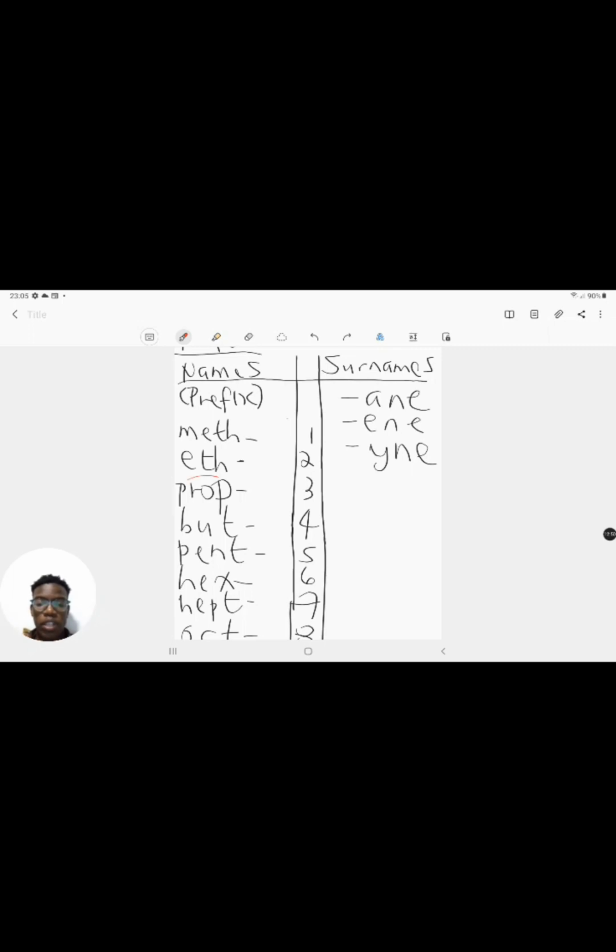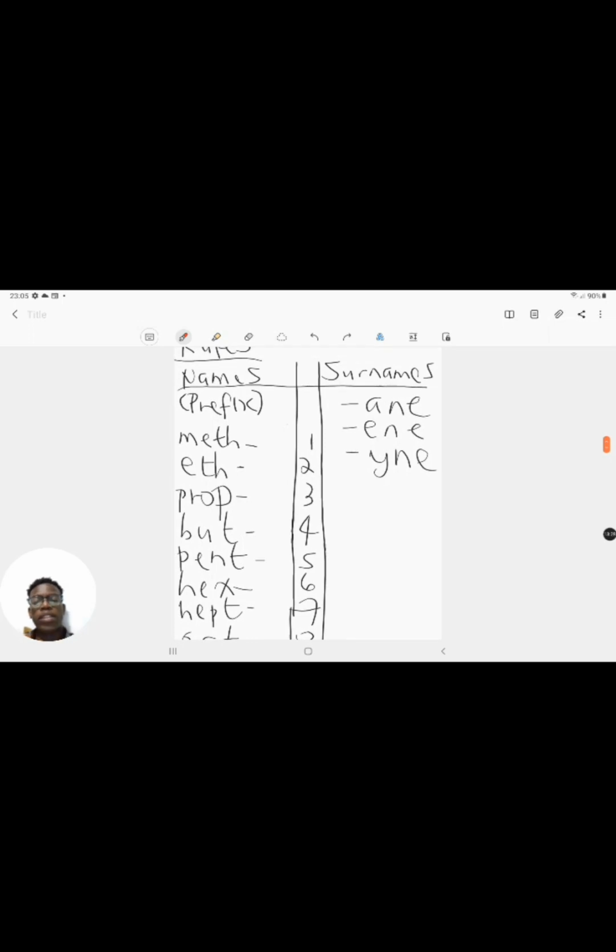So I could do the same thing with prop, and combine it with that to get propane. I could do this with all these words that you see here. This sheet is very important because it has all the names and all the surnames that you're going to use in this video to name your different hydrocarbons. The main aim of this video is to name your aliphatic compounds, and this is part 1. I will have more parts to name more complex versions of these aliphatic compounds, but I'm going to start with the simplest in this video.